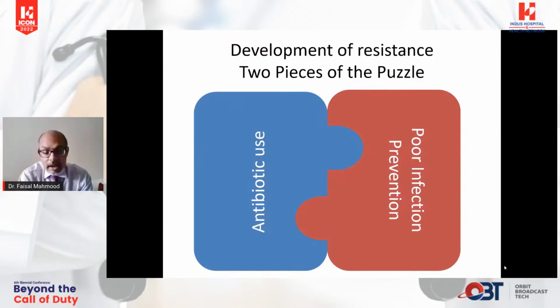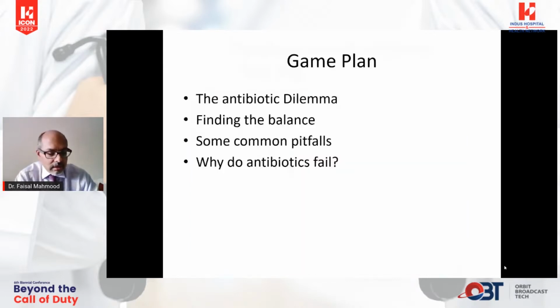dilemma and how this relates to resistance. And then finding the right balance through this dilemma. As residents, I saw there were a lot of residents on the session. So as residents, what are the things you can do to choose the right antibiotic when you have to give an antibiotic? And what are the common mistakes and pitfalls that we've seen in people when they prescribe antibiotics? And we're going to finish off by a quick talk about why antibiotics fail.